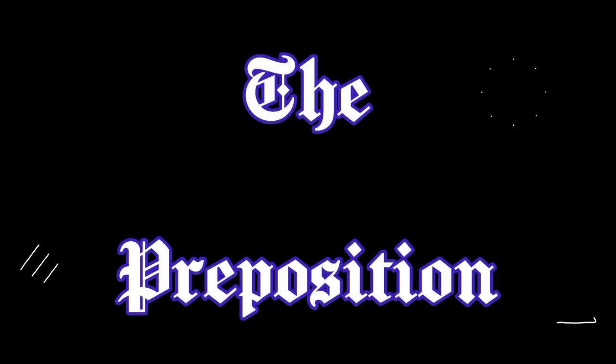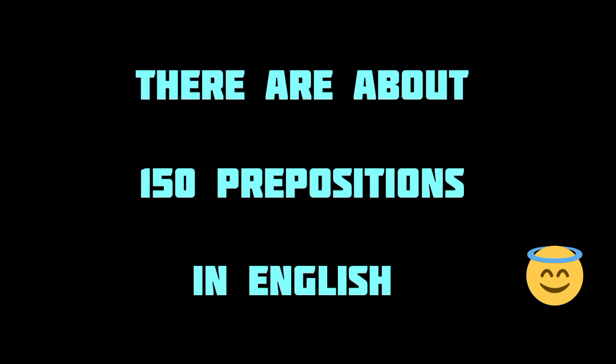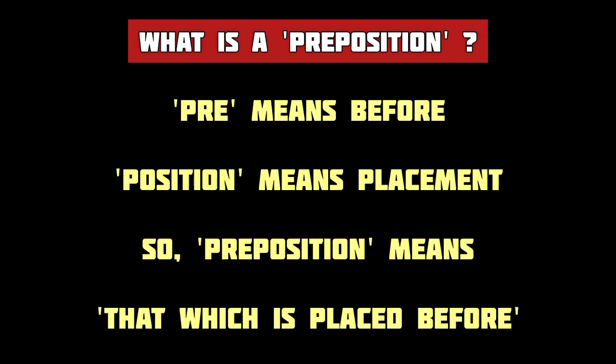Today's topic is the preposition. There are about 150 prepositions in the English language. In the word preposition, pre means before and position means placement. So the word preposition means that which is placed before.